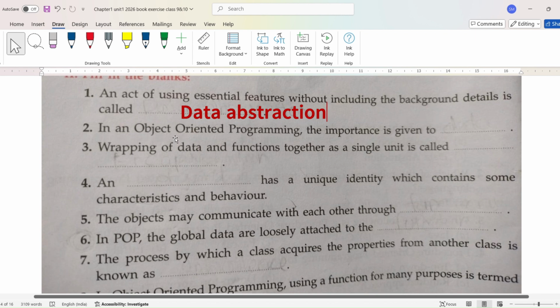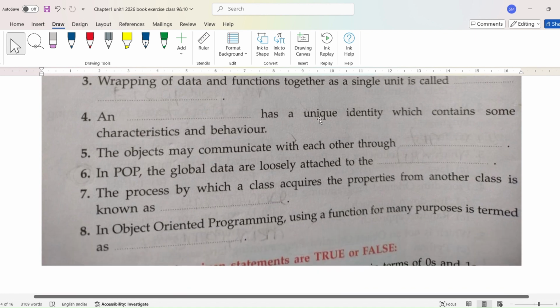Question 2. In object-oriented programming, the importance is given to dash. The answer is data. In procedure-oriented programming, the importance is given to functions. Question 3. Wrapping of data and functions together as a single unit is called dash. The answer is encapsulation. Wrapping of data and functions together is known as encapsulation.